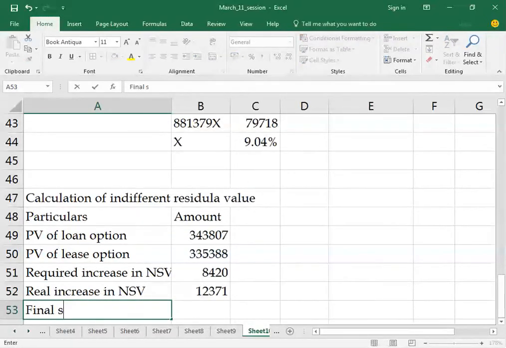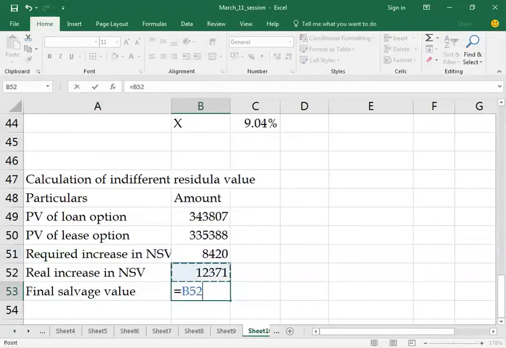Final salvage value is this 12,371 plus 35,000 divided by 0.7. Why 0.7? When we had a salvage value of 50,000, we wrote only 35,000 because tax took away 30% of it, as the asset is fully depreciated.